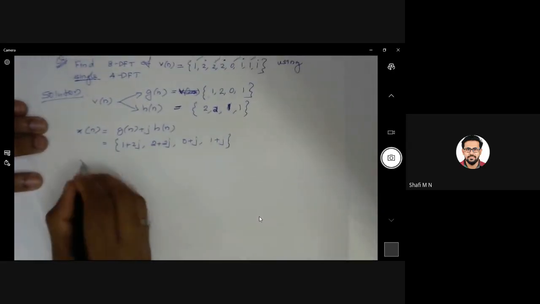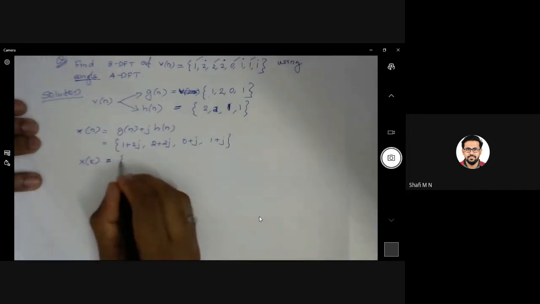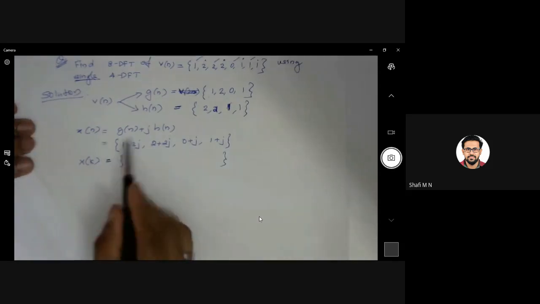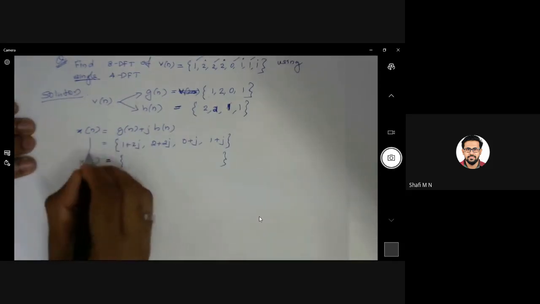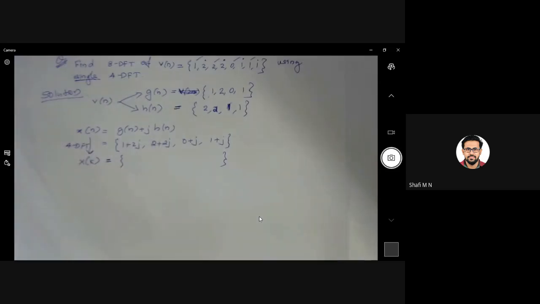Now find X of K. All of you find X of K. X of K is nothing but the 4-point DFT of this. You calculate that. You find the 4-point DFT. You do it yourself. You can use the matrix or the equation, whatever it is. And give me the answer. I am not doing it, I am waiting for your answer.